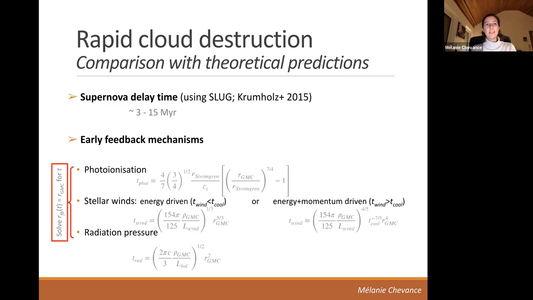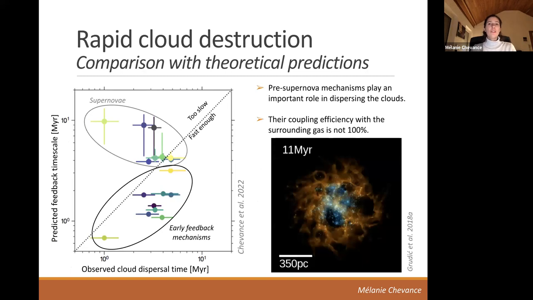I'm not going to go into the details of any of these equations here, but just for you to understand, we solve this equation here on the left, where we propagate the bubble blown by feedback. When this bubble reaches the size of the cloud, we consider that the cloud is destroyed, and that sets the characteristic timescale for each of these mechanisms. For each galaxy, we have calculated the prediction associated with these mechanisms and compared them to our observations. Everything appeared at the same time here, but that's okay. Let me go step by step.